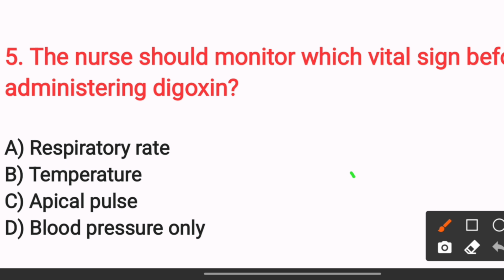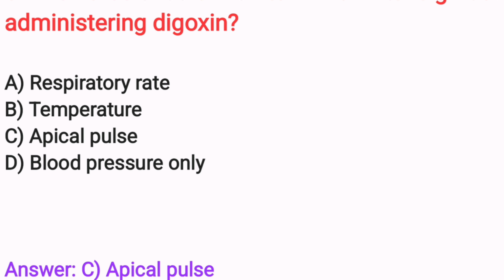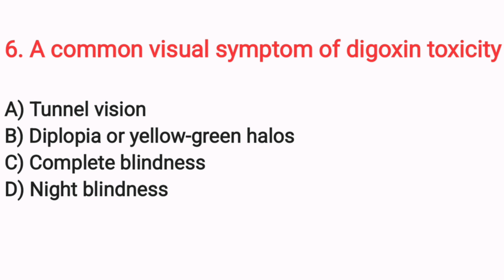The answer will be option C, apical pulse, because digoxin causes bradycardia. Therapy is held if the apical pulse is less than 60 beats per minute in adults, and we should check the apical pulse for 1 minute. So the answer will be option C, apical pulse.